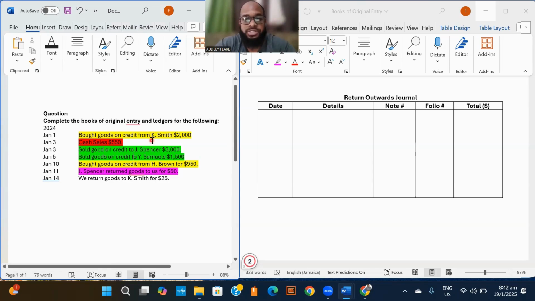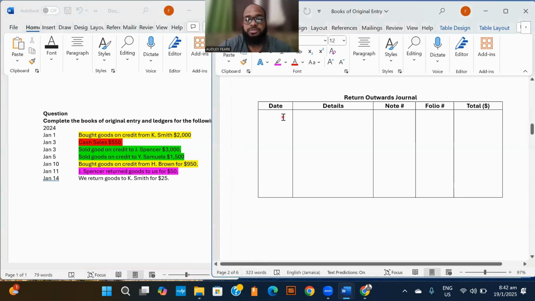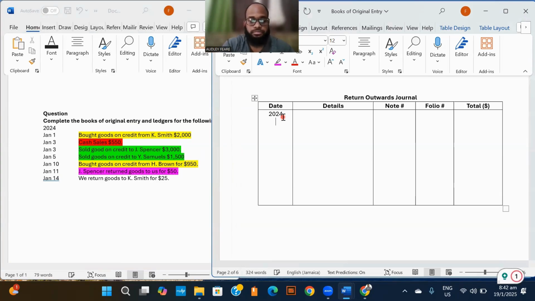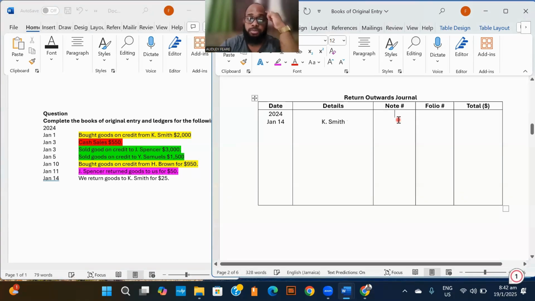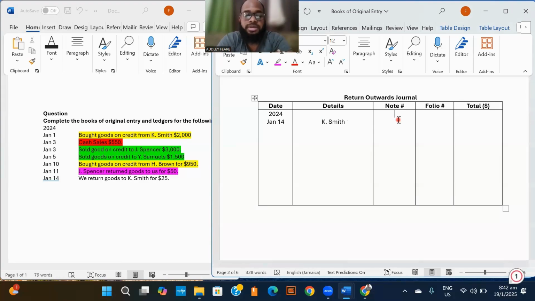So we know that the return outwards journal is directly related with the purchases ledger, because that's where we bought the goods first. So let's just add that now. So 2024, January 14, and the details. Who did we return the goods to? We returned goods to K-Smith, and note number, as I would have said in the previous videos, that the note number would be there because for return outwards journal, the source document is the debit note. And I'll tell you exactly why it is a debit note in just a while. And we're going to put just a number there.